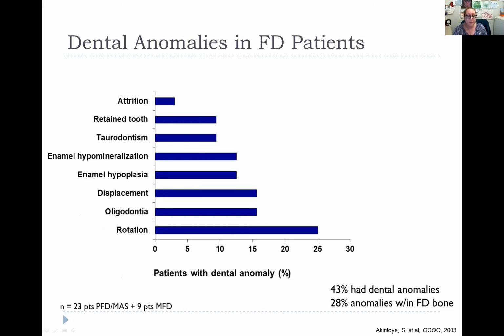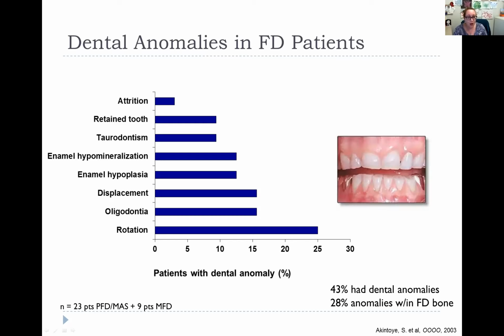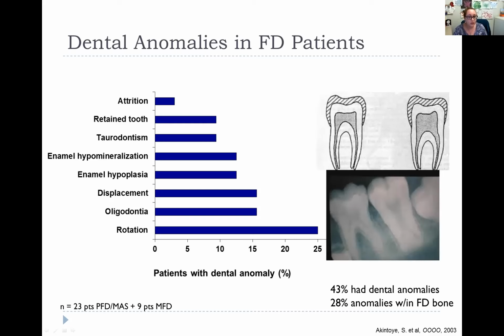So this was from a study that was done in 2003 by Sunday Akintoye on the NIH cohort, and they basically were showing the following findings: attrition, which is basically just a lot of wear of the teeth. This is showing taurodontism, which basically means that there's an increased size of the pulp chamber, which is that neurovascular bundle that sits in the middle of the teeth and is responsible for causing pain.